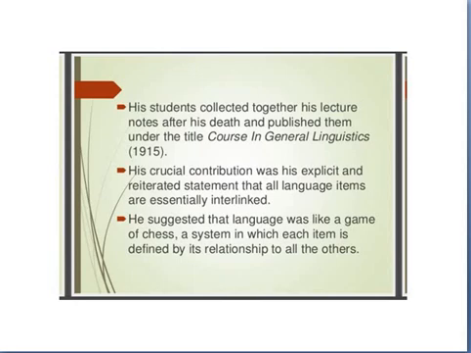His students collected his lecture notes after his death and published them under the title Course in General Linguistics, 1915. His crucial contribution was his explicit and reiterated statement that all language items are essentially interlinked. He suggested that language was like a game of chess, a system in which each item is defined by its relationship to all the others.